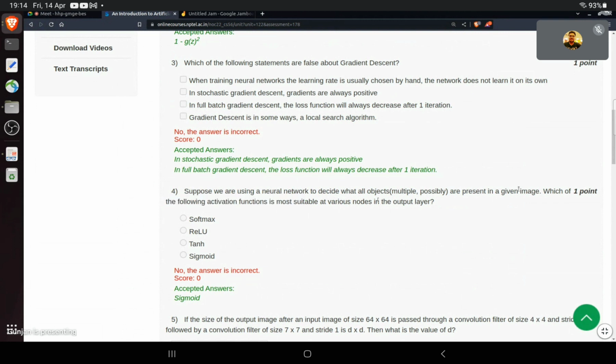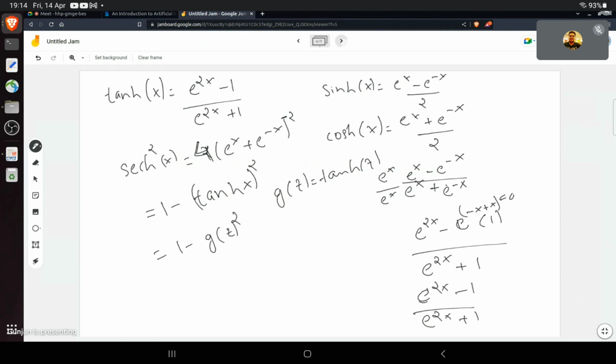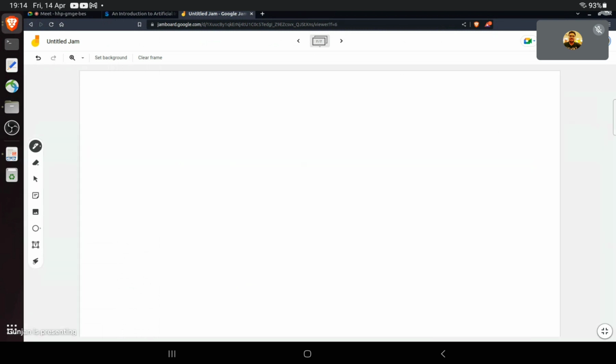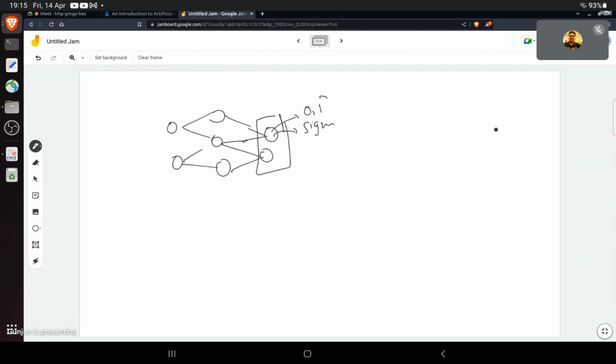See, it is asking which of the following activation functions is most suitable at various nodes in the output layer. So at the output layer, basically you will do softmax at each of those nodes. Let me sketch one neural network. This is your input, then your input goes to 1, 2, and 3 neurons, and then you have, let's say, two outputs. So what will be the activation in this layer? This will be sigmoid only, because you want the probabilities to be between 0 and 1.